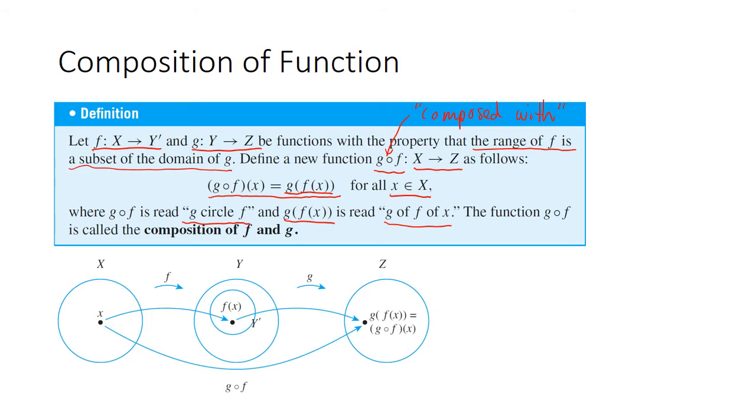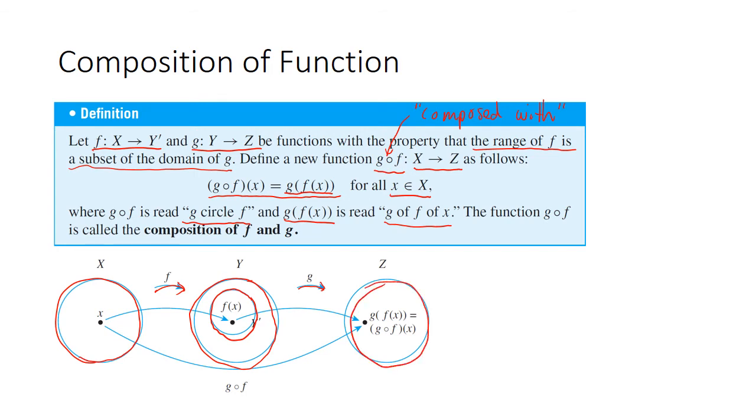Schematically, here we have the domain of f is capital X, and the first function that's applied is little f, and little f takes elements in capital X to y prime, because y prime is the codomain of the function f. And then y prime is a subset of capital Y, which is the domain of g. So then you can take elements from y prime, which is in Y, and using g, you can map them over to the codomain of g, which is Z.